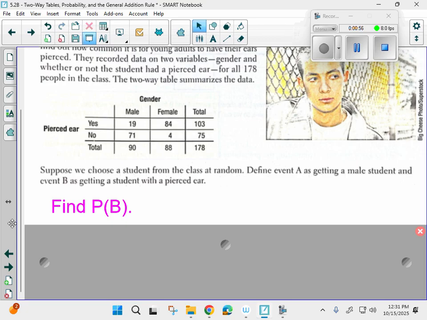What is the probability of event B? Just anyone with a pierced ear. Raise your hand if you can tell me what that would be. Alex? 103 over, I agree with you, 178. So this would just be the total, right? So I have 103 kids with pierced ears over 178 total people.